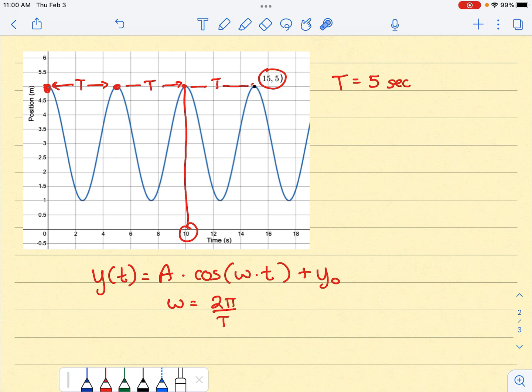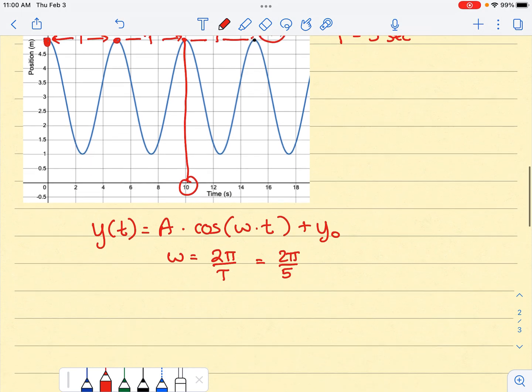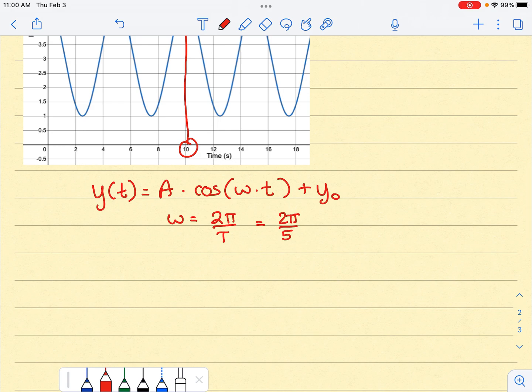So now we can figure out how to write this function, because that's our goal. Our goal is to write the function. So omega is going to be 2 pi divided by the period, which is 5. And you can figure out a decimal approximation for that, but you don't really need to. So now let's write the equation for this function.